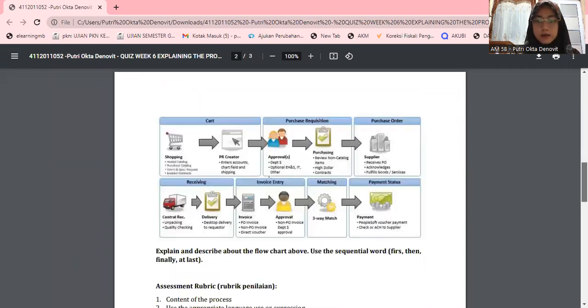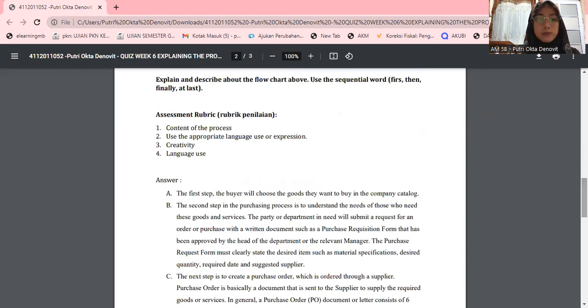I will explain and describe the flowchart above, the flowchart of the purchase to payment process. Okay, the first step, the buyer will choose the goods they want to buy in the company catalog.